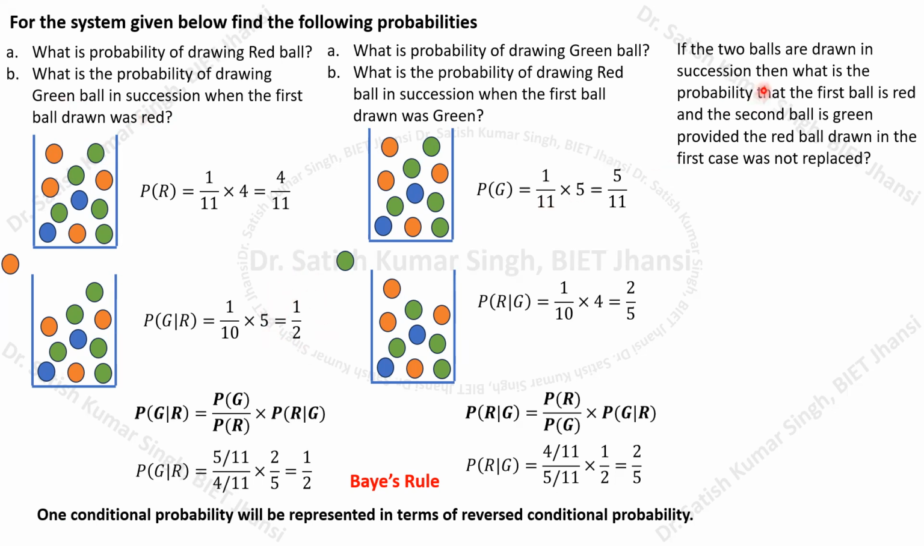But now here we have to answer this problem. What is the probability that the first ball is red followed by green? So there is a sequence R and G. What is the probability that the ball will be drawn twice and the first ball will be red and the second ball will be green? So this is the joint probability of these two balls, right?